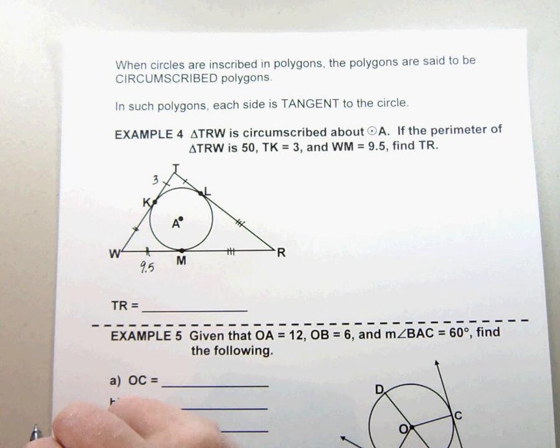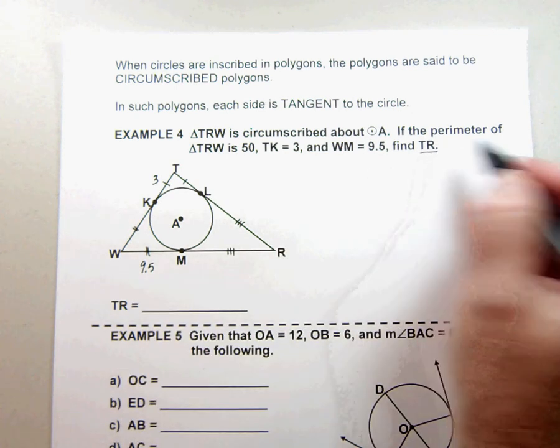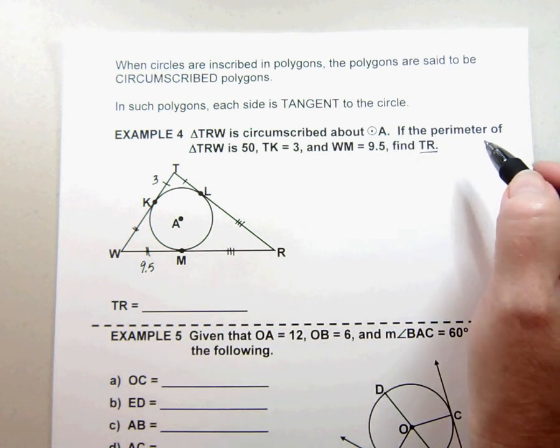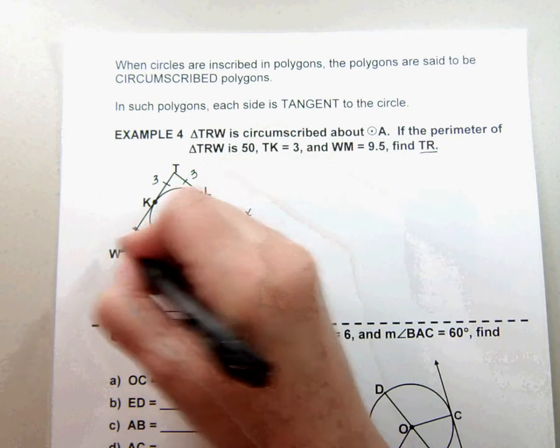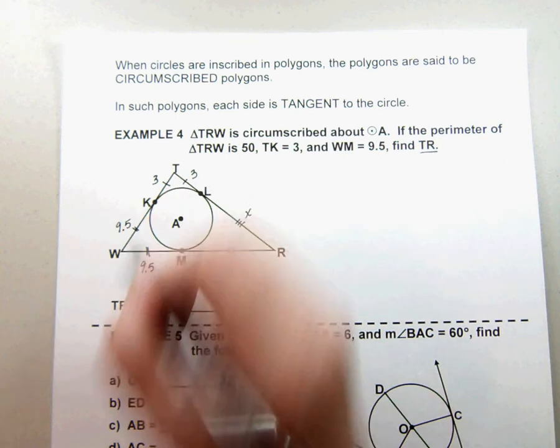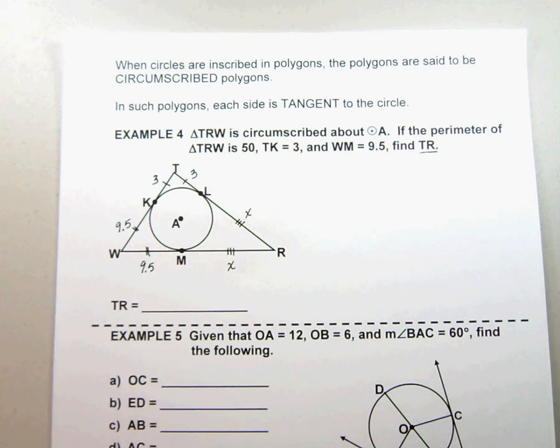Our question here is to find the length of TR. So let's just label these X's. We can label this a 3 and this one a 9.5, these segments, because those tangents are congruent.